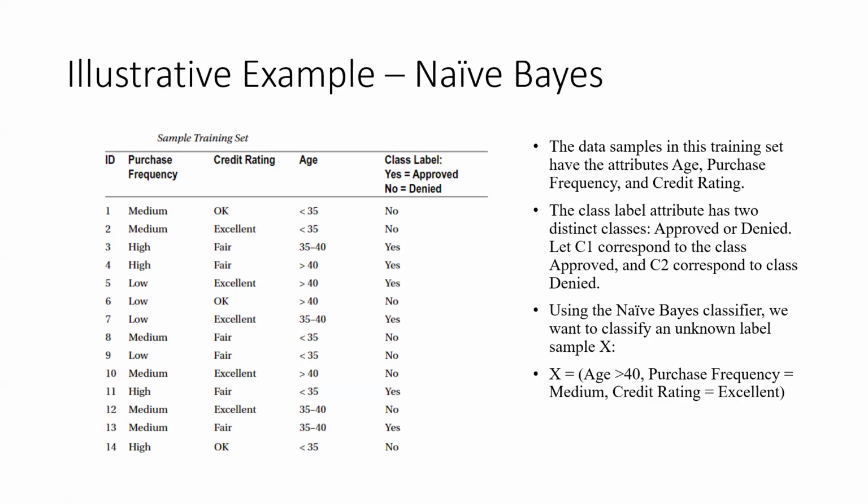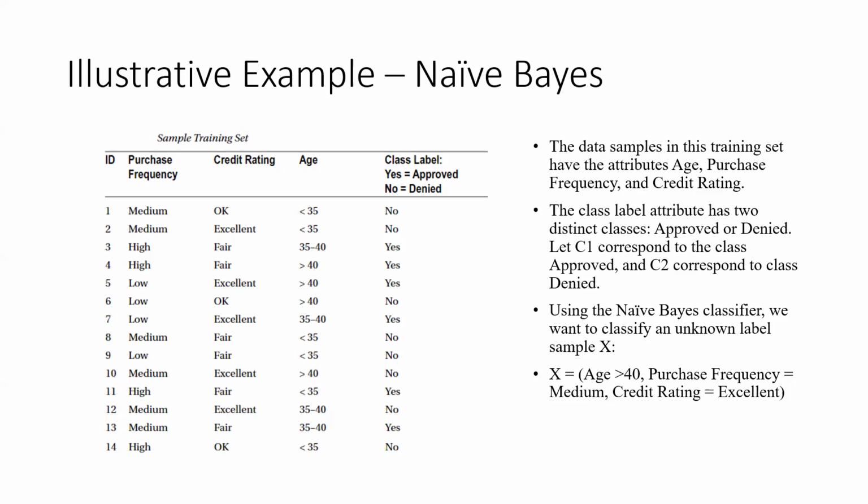Okay. The class attribute has two distinct classes: no or yes. So we have two binary classes. Remember we're talking about C1 and C2 classes here. C1 corresponds to the class approved, and C2 corresponds to the class denied, or no. So using the naive Bayes classifier, we want to classify an unknown-label sample S. Based upon this information, we want to predict: if somebody is more than 40 years, the purchase frequency is medium and the credit rating is excellent, will the person be approved or not?